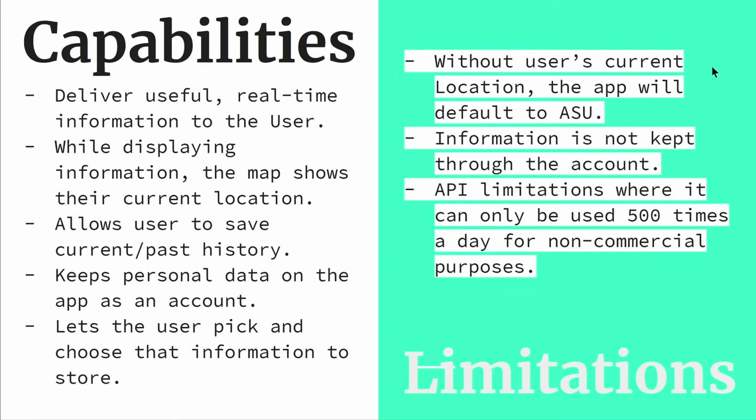For the capabilities and limitations of the Astronomy app, I'm going to start with the limitations. The primary limitation is that without the user's current location, the app will automatically default to the ASU Tempe location. Another small drawback is that the information is not kept through the account, but is stored with Core Data on the actual device.